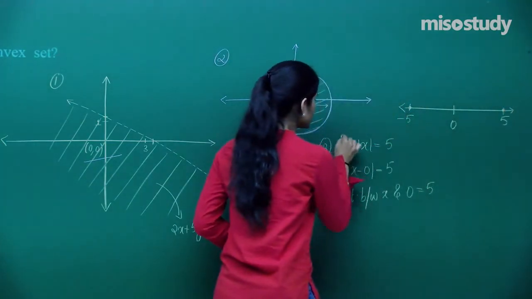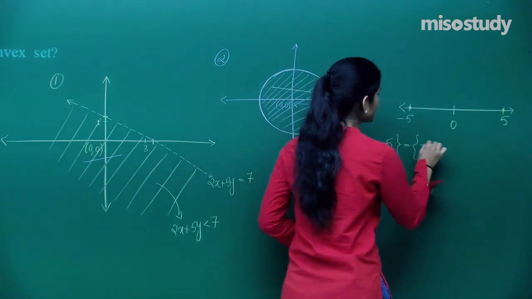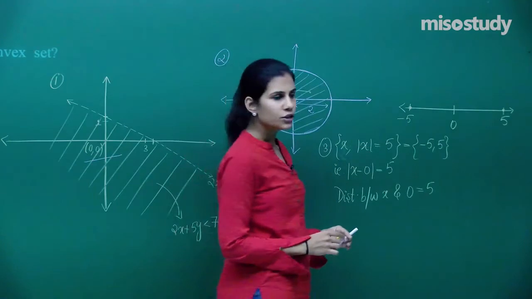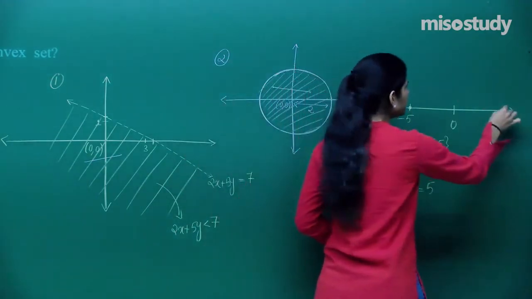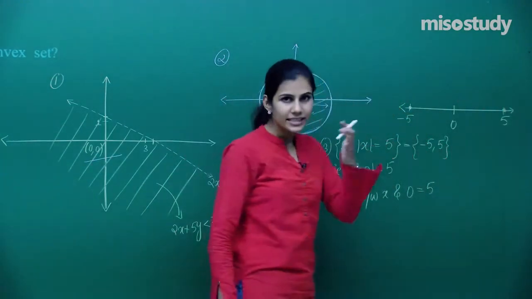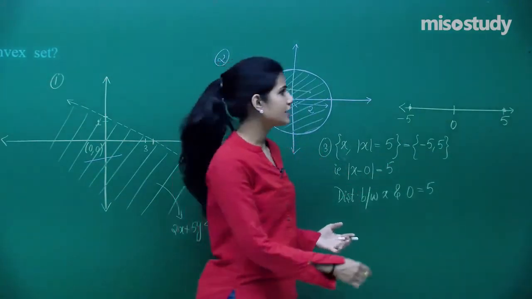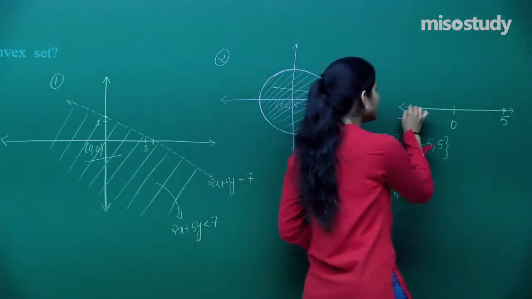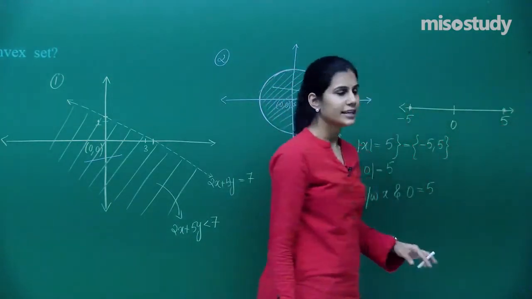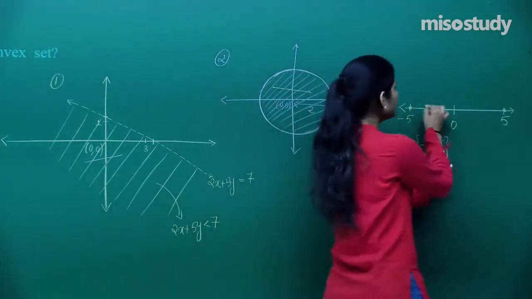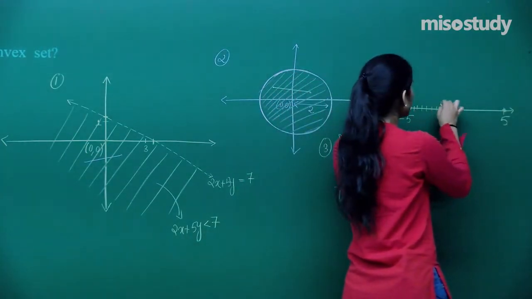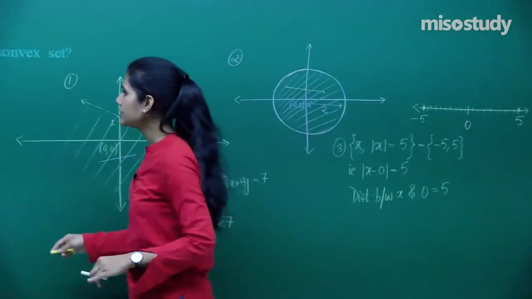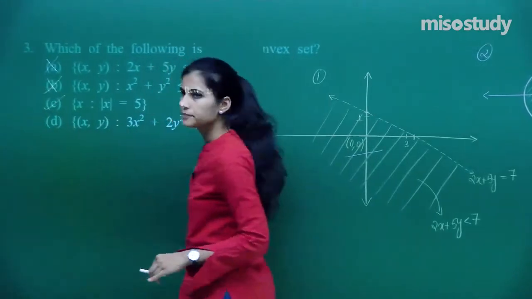All those x such that mod x is equal to 5 is the set consisting of 2 points, minus 5 and 5. Can this ever be a convex set? No. The set consisting of finitely many discrete individual points can never be a convex set, because if only these 2 points are there in this region, then the straight line joining them is never going to lie in this set, because the straight line joining them consists of infinitely many in between points which are not there in my set. So it is this particular set which is not a convex set.